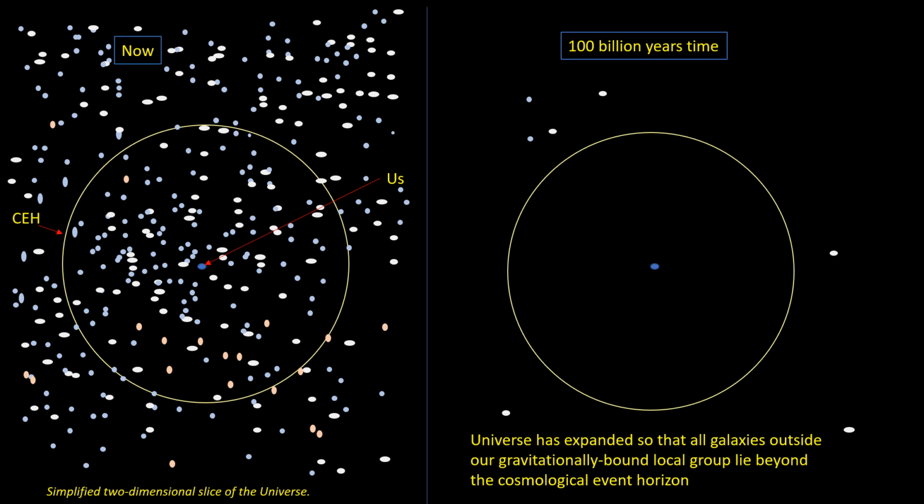All the galaxies have moved out of the event horizon, which has remained the same at 17.8 billion light years away from us. So the observable universe, that's light emitted by galaxies now, is only our local group of galaxies. That's all we can see.